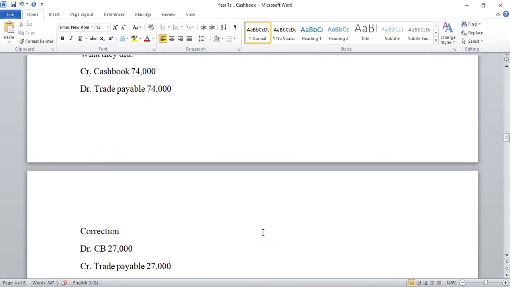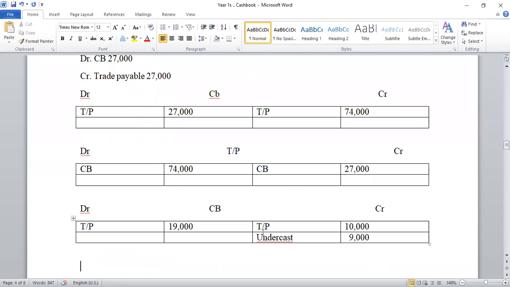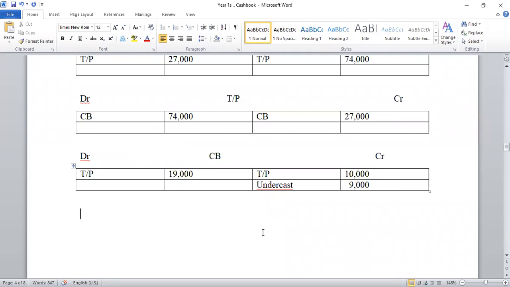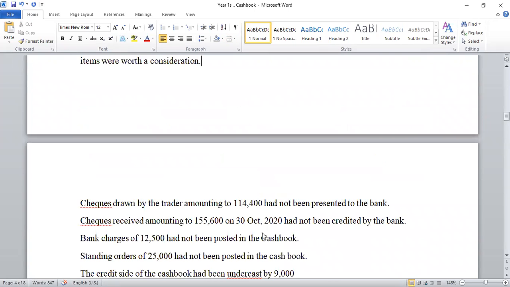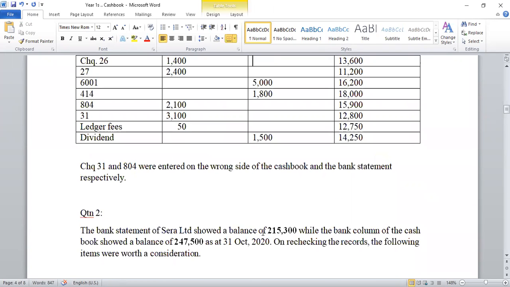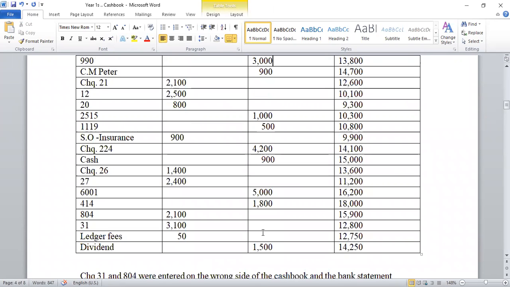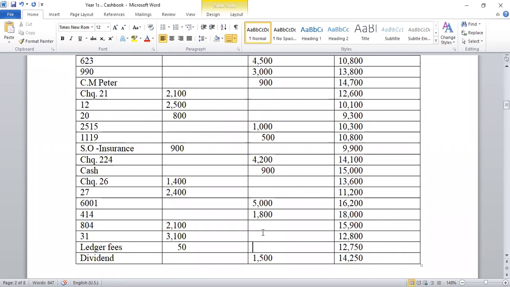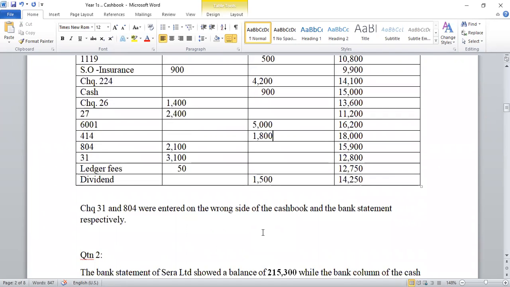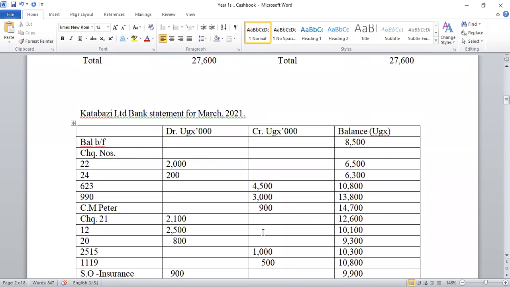So I can maybe talk briefly about reconciliation when you're given the cash book and the bank statement. Now this was an easy scenario. If it's a difficult scenario, they will give you where the opening balances of the cash book and the bank statement are different. So meaning that you have to first reconcile the opening balances and then reconcile the closing balances.